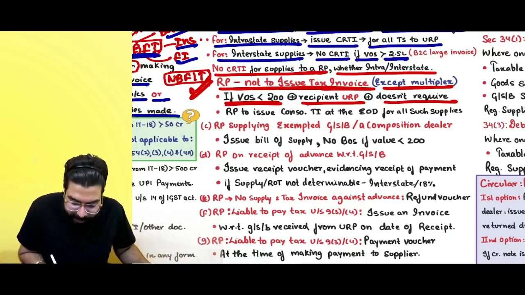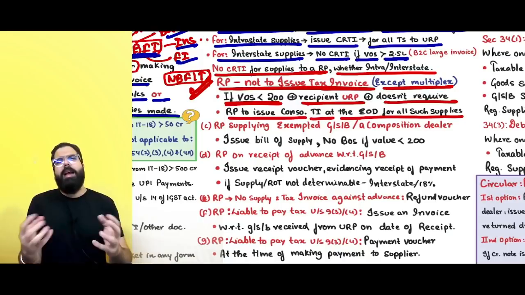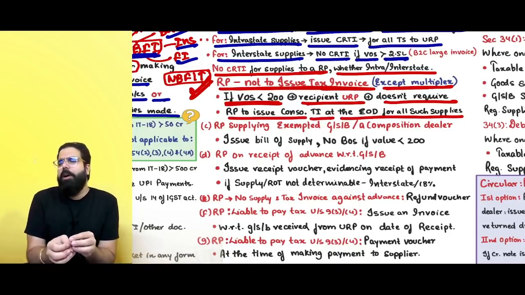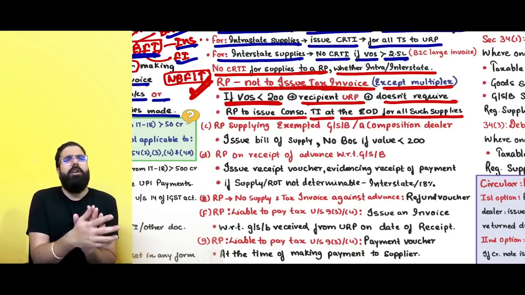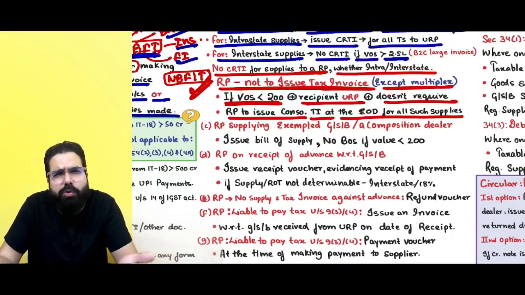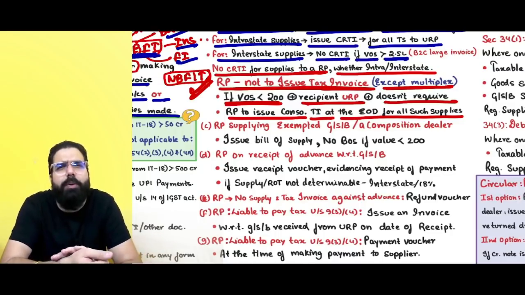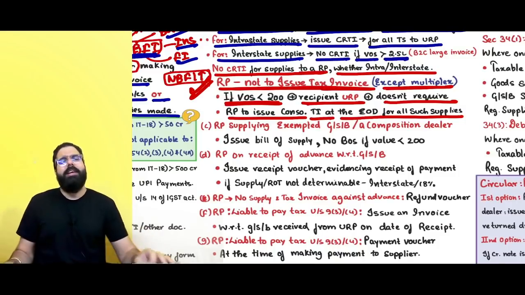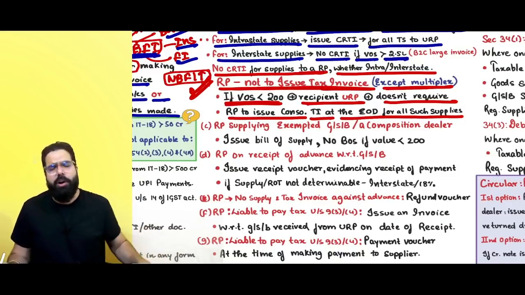Okay, sir. A registered person to issue a consolidated tax invoice at the end of the day. Supposedly, I am a shopkeeper. Kids came, uncle, 10 rupees ka chocolate, 20 rupees ka chocolate, 30 rupees ka chocolate. Do I have to issue an invoice for all those 10 rupees, 20 rupees? Government told for all those 10, 20, 30 rupees, at the end of the day, just raise one consolidated invoice in your system.